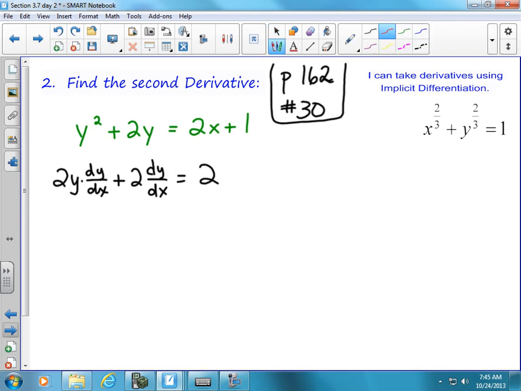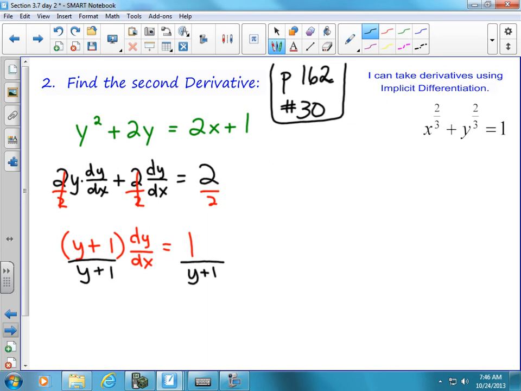If you want to, right at this point, you could get rid of all those 2's. Divide everything by 2. And that just makes your equation a little bit simpler. These cancel out. So you end up with y plus 1 dy dx equals 1. All right, so you divide both sides by y plus 1, and that's going to be your first derivative. Okay, so we have 1 over y plus 1.